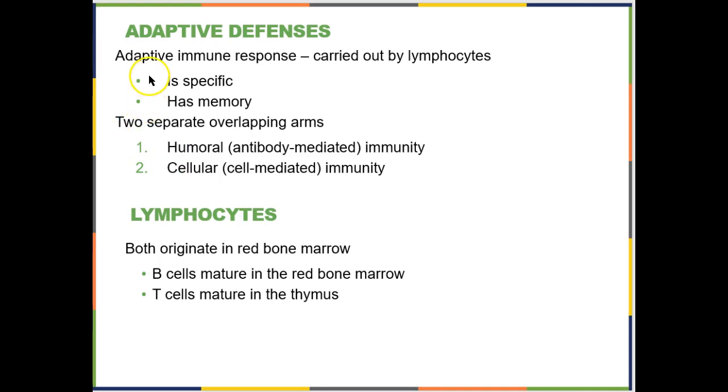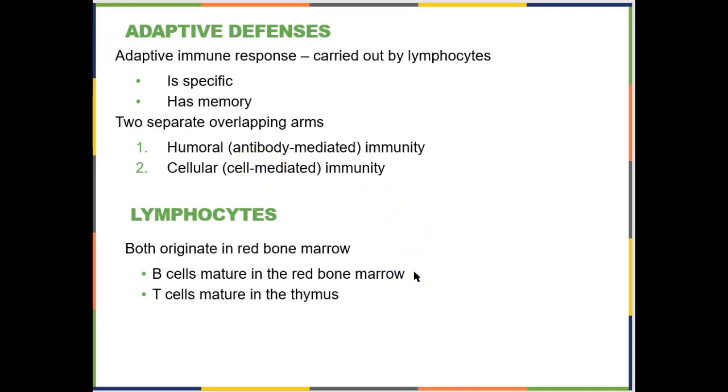So just to review, adaptive defenses are specific and have memory. This will make more sense when we get into it. And then it's divided into two arms or branches: your humoral immunity, which is antibodies. Now the antibodies come from cells, but they float around in the bloodstream, which used to be called a humor, so it is humoral immunity. And then your cell-mediated immunity is your T cells.